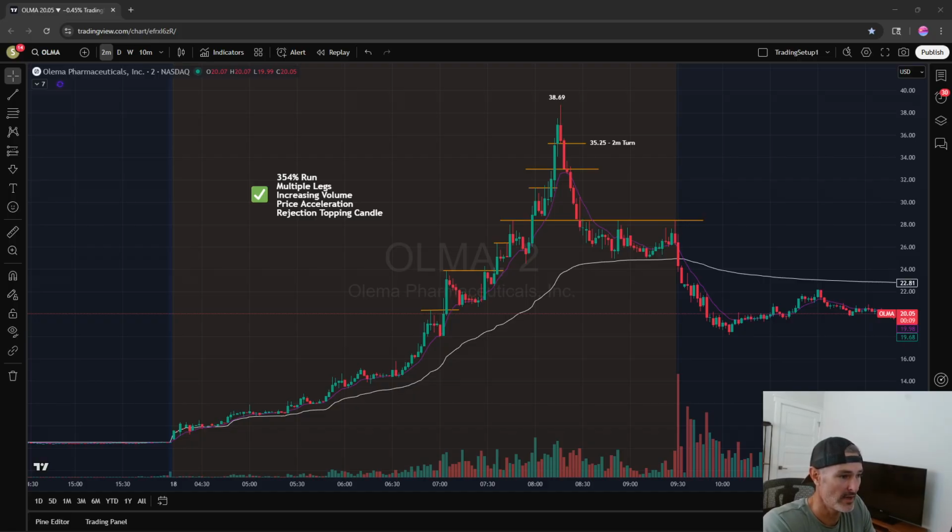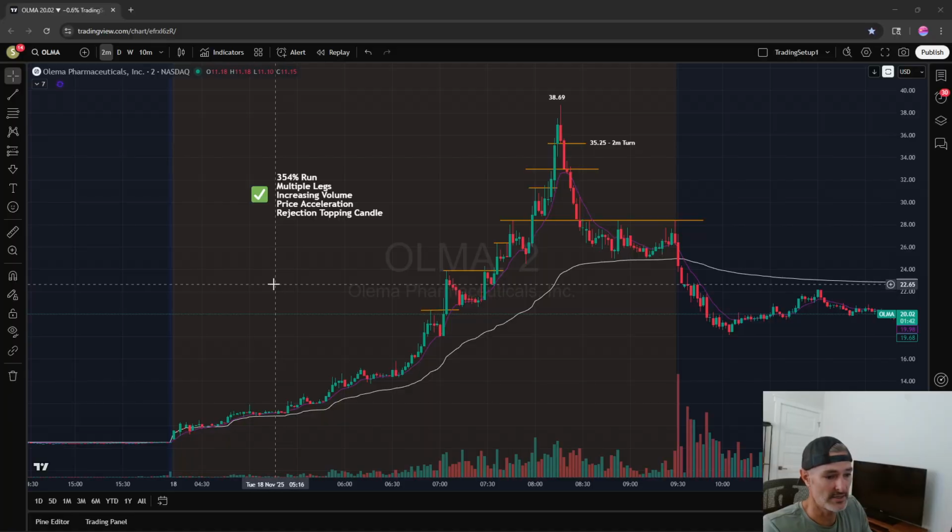Yesterday morning we had one in OLMA. It was running in sympathy with another biotech company who came out with positive data on one of their drugs, and OLMA has a very similar one in its pipeline. So it was running in sympathy with that positive data. What we had here was a huge runner, right? We did about 300%, 350% from start to finish.